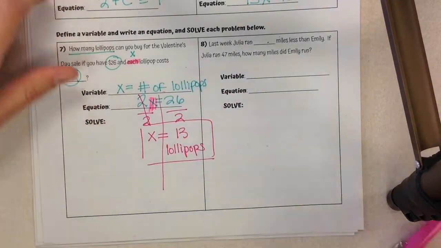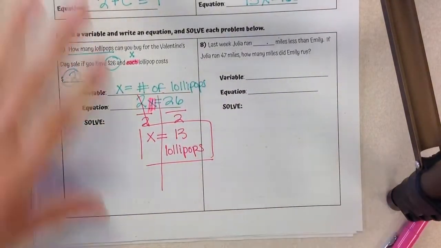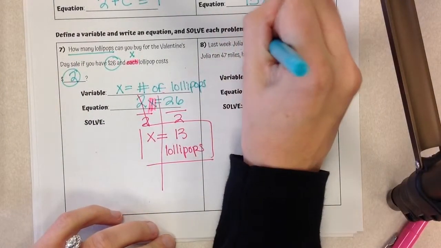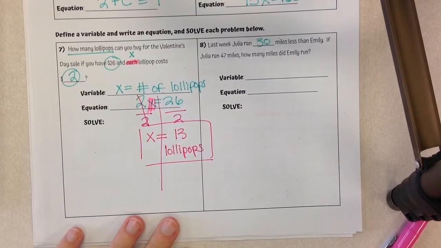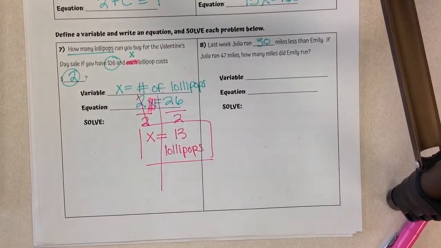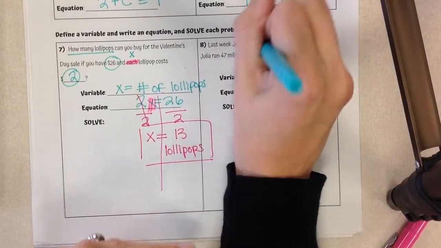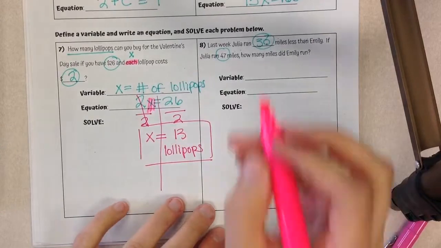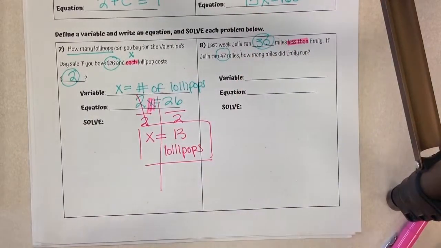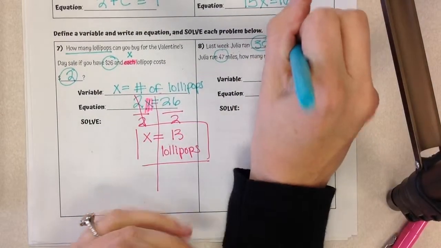All right, and then number 8, and then we're going to go on to the you try. So last week, Julia ran 30 miles less than Emily. If Julia ran 47 miles, how many miles did Emily run? So I'm going to circle my numbers. We have 30 and we have 47. I'm going to highlight the word that tells us the operation. Less than tells us subtraction.